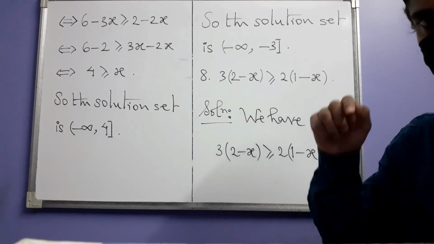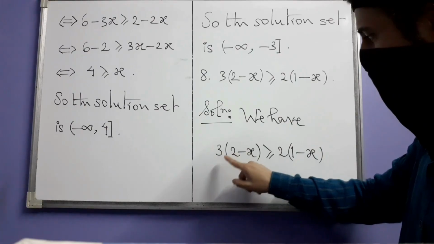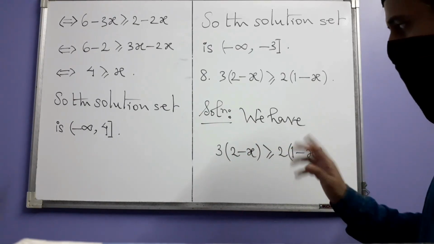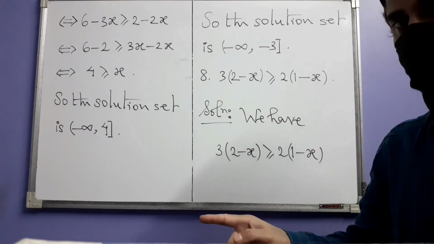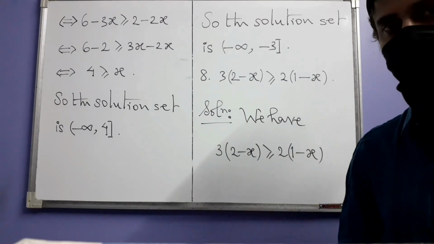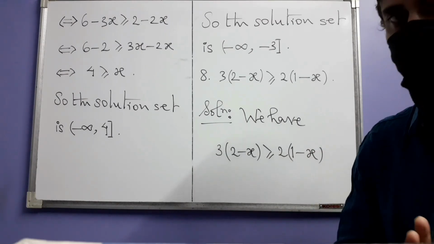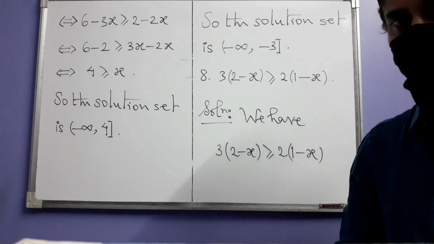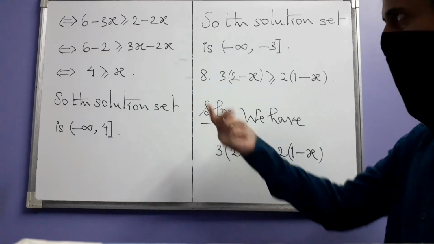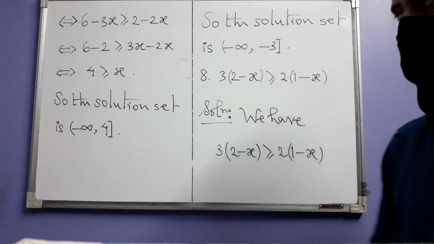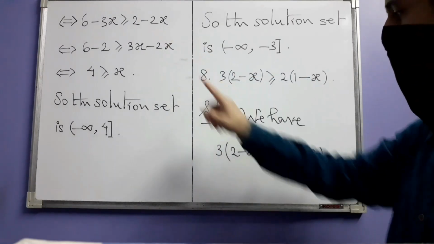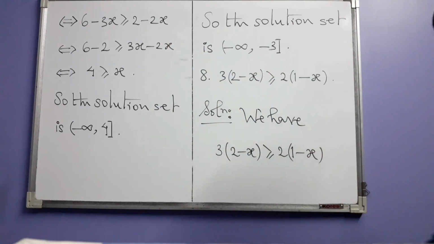If you do that, what I said just now, you will get 3 times x minus 2, because you are multiplying by minus 1, the inequality will change direction. 3 times x minus 2 is less than or equal to 2 times x minus 1. Then the inequality really looks nice, and then you do whatever you have to do, but that's just a wastage of time. You work with the inequality as it is, you will see why. So we just simply do the multiplication. 6 minus 3x is greater than or equal to 2 minus 2x.